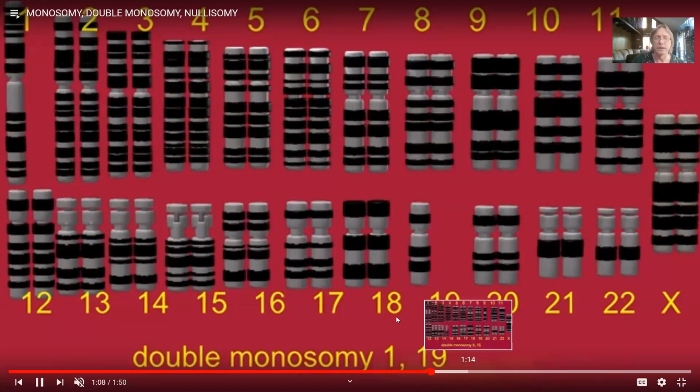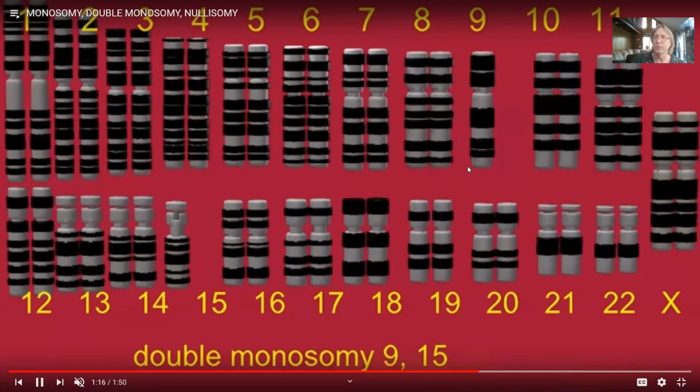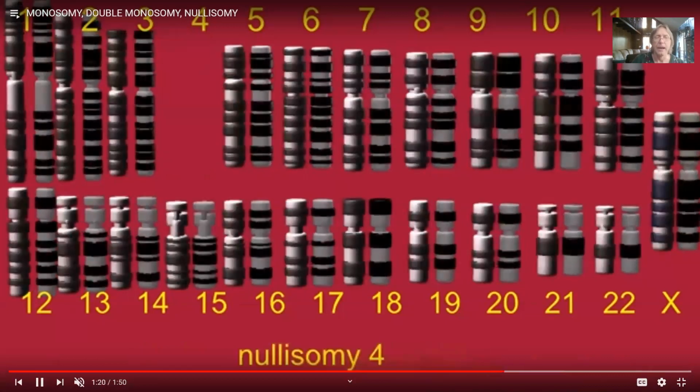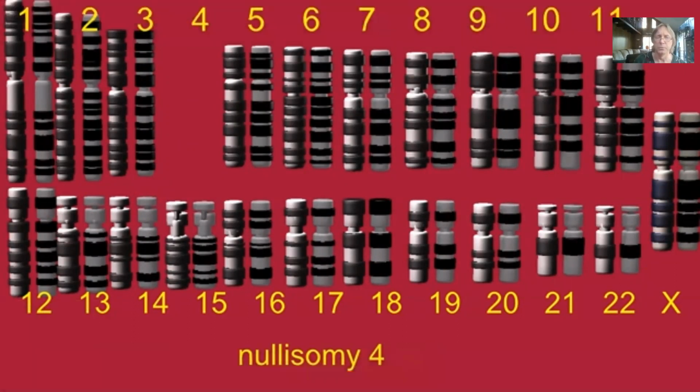So here the double monosomy is 9 15. There's a missing chromosome 9 and a missing chromosome 15. Now, if two chromosomes are missing, but they are the same chromosome, they are homologous chromosomes, this is what is known as a nullosomy. So notice that this individual has no copy of chromosome 4. And so there would be consequences of all of these changes, which I'll be going through presently.